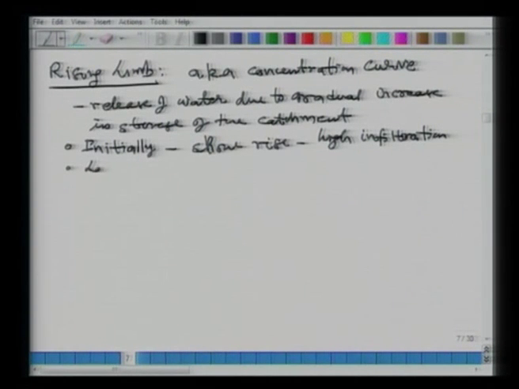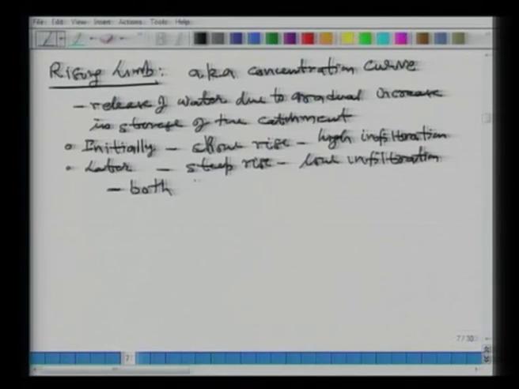Then later, a very steep rise due to low infiltration in the catchment. Okay. So, you have the rising limb rising very steeply towards the later portions because of little or no infiltration and the catchment getting saturated in most of its components.